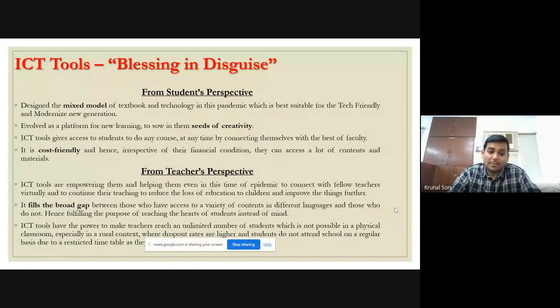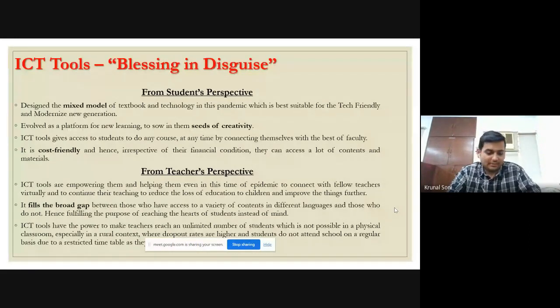ICT tools have the power to make teachers reach an unlimited number of students, which is not possible in the physical classroom. As I told, the physical classroom has certain boundaries, like 60 students, 70 students, which has been removed in the virtual classroom with the use of ICT tools. Especially in the rural context, where dropout rates are higher and students do not attend school on a regular basis, ICT tools have helped them. They don't have to come to the place; they can have internet access at home, connect to the classroom and take part in knowledge sharing activities. This is possible with the use of ICT tools, right?